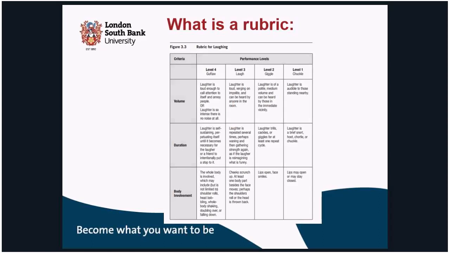And then we've got performance levels going along the next axis. These are descriptions of levels of performance for these criteria, a beginning level 4 going up to level 1. What these performance levels are trying to do is not just say what the student should be aiming for, but they are descriptions of their performance. So for example, for the criterion of volume, level 1 is a chuckle. Laughter is audible to those standing nearby. So it's describing what the student's performance is. All rubrics are going to have those two features: a set of criteria and descriptions of levels of performance.